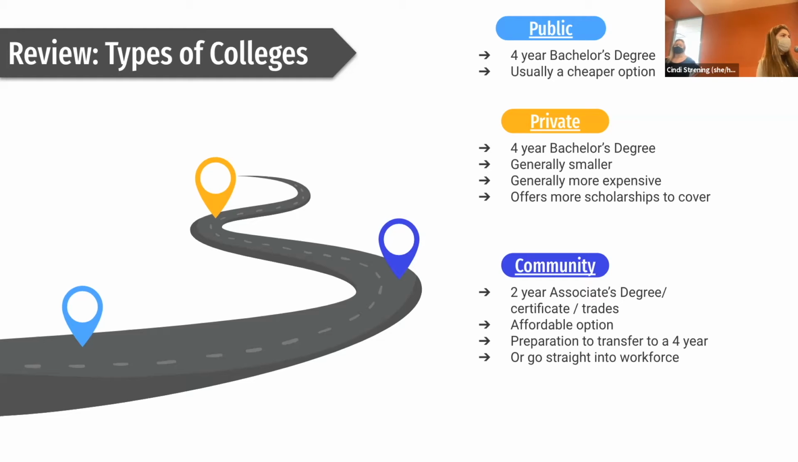And then lastly is the community college. So those are where you can get your 2-year associate's degree. And some of them are even offering like 4-year degrees, right? That's like a new thing that they're starting to do as well. And this is a really affordable option. So it's usually a lot less per unit. And you can go in, get your 2 years, and then switch into a 4-year university. Or you can go straight into the workforce with your 2-year associate's degree. So plenty of options, all different ways to get there, and all great options.